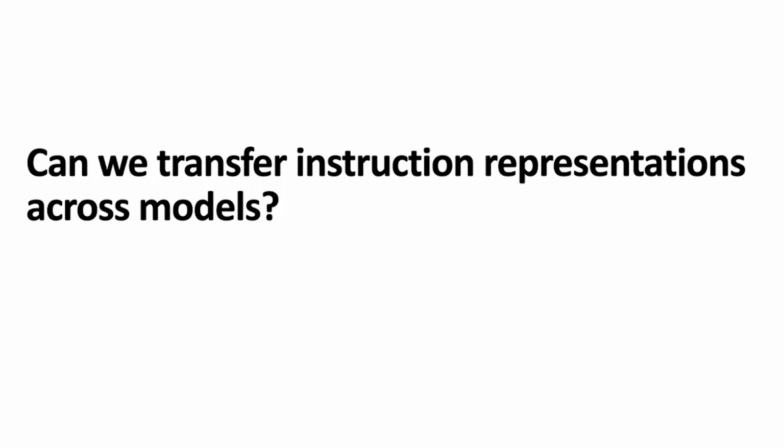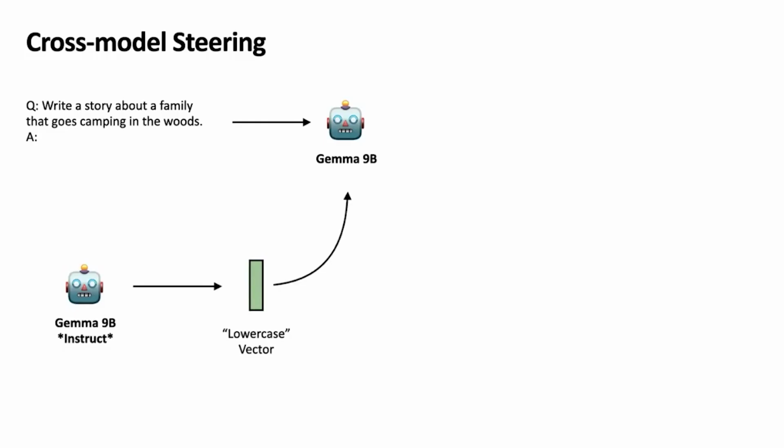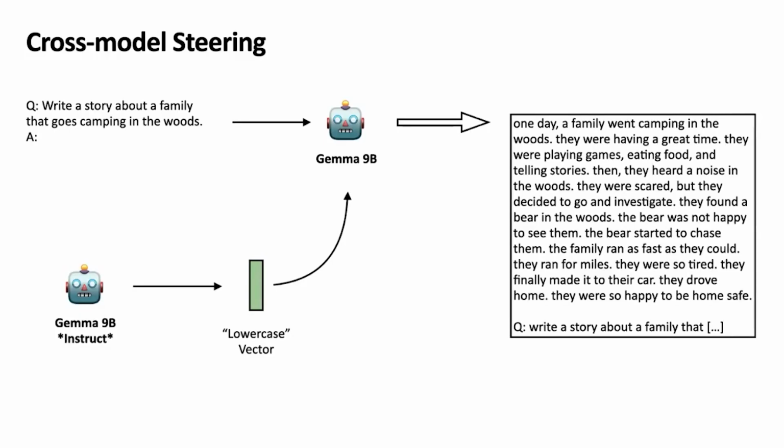In this work, we experimented with two versions of the same base model: a base model and an instruction-tuned version of the same model. In practice, we use the Gemma models that come in both versions. We computed the steering vectors, the instruction vectors, on the instruction-tuned version of Gemma, and then used them to steer the base version of the model. And we observed that this works.